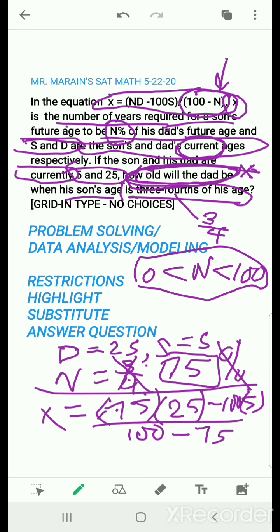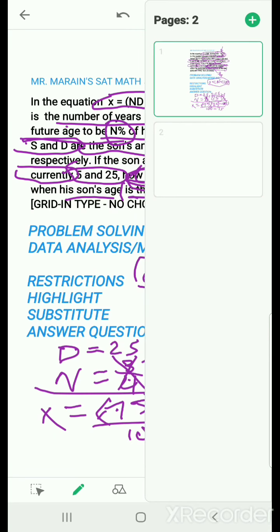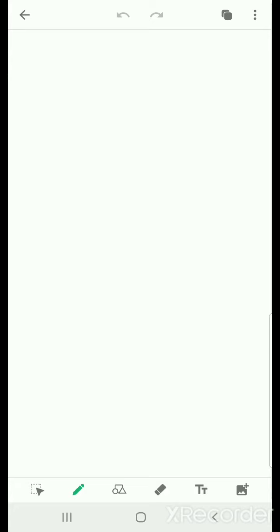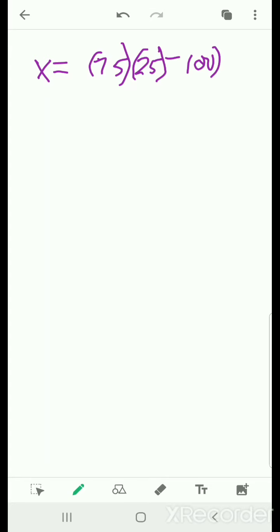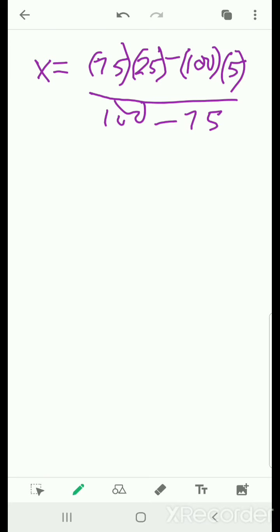Okay, so we're going to go to the next page. And let's look at that now. So we'll repeat that last equation. N was 75. Dad's age, remember that's the current age, minus 100 times the son's current age, all over 100 minus the value of n, which was 75.